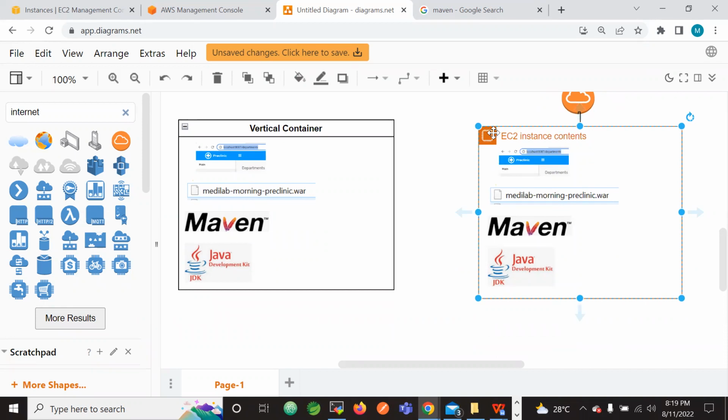Cloud meaning what, you know? In the cloud computing terminology, cloud meaning internet.